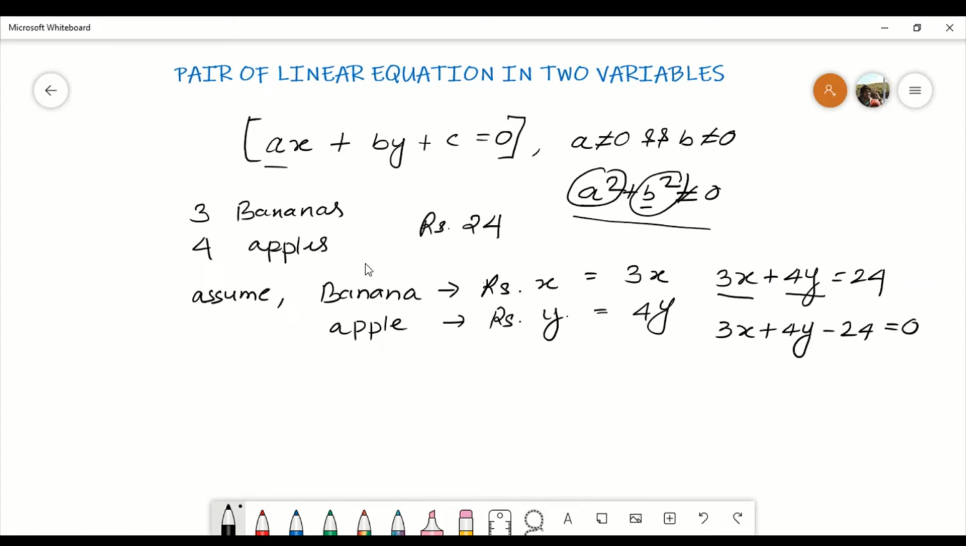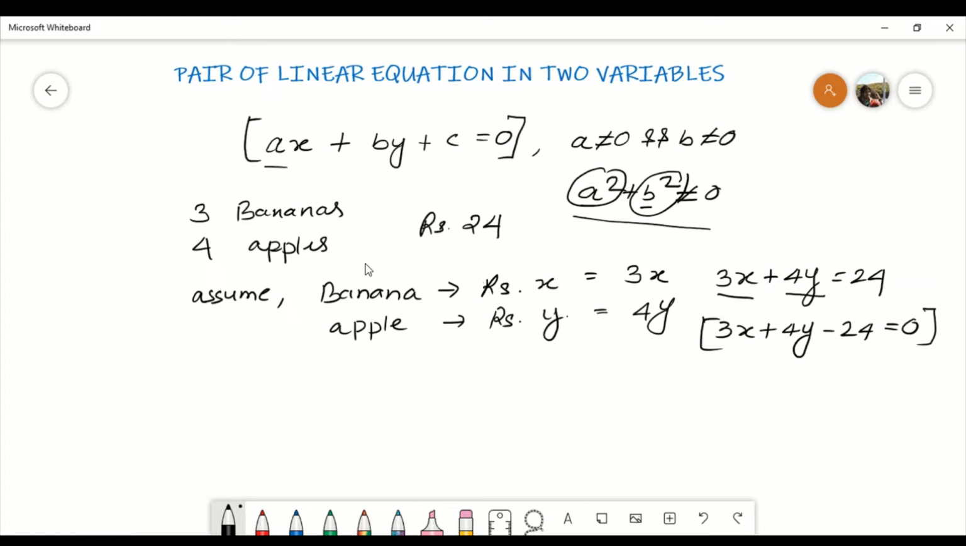Okay. Now the next thing: let's say a question asked you to determine the price of one banana and one apple. With this information, with this equation, can we find the price of a banana or the price of an apple? We cannot, because this is an equation in two variables, but we are only given one equation, and we have two variables, so we cannot solve it uniquely. There can be an infinite number of solutions for this particular problem.